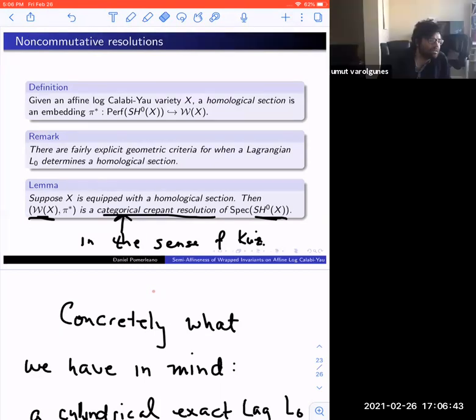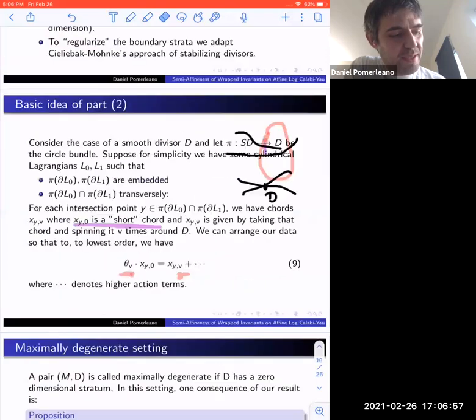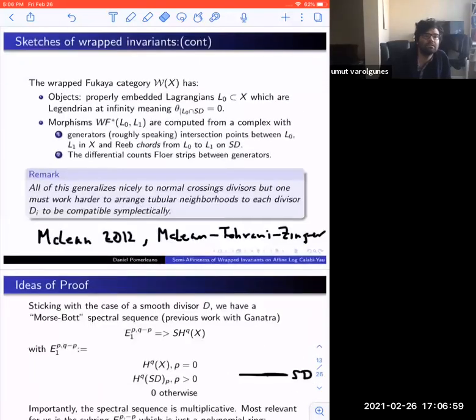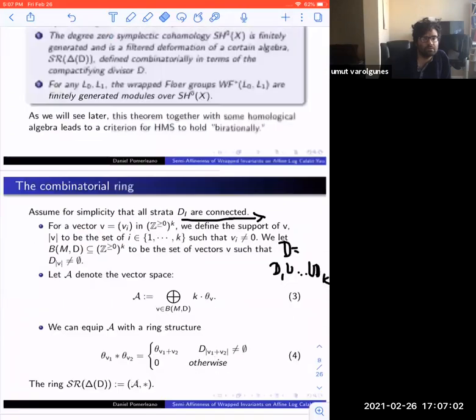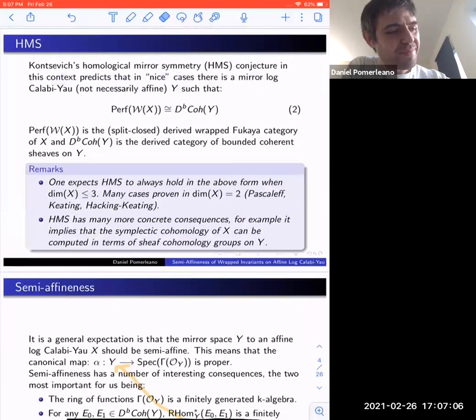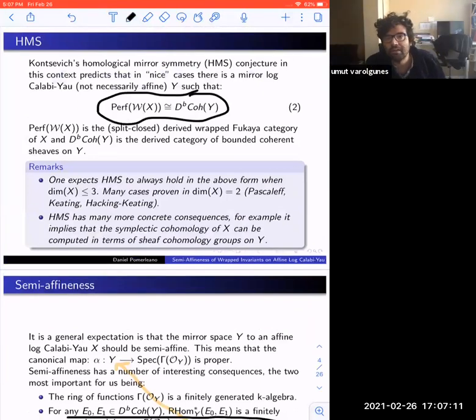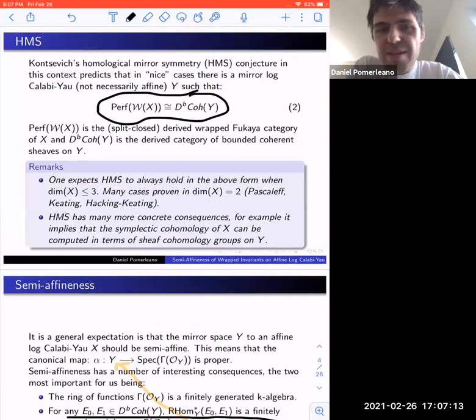Can I ask you another question? When you say, in this context, let's assume that something is the mirror, what do you precisely mean by that? Do you mean homological mirror symmetry, or what exactly is it? Yeah, just homological mirror symmetry, something that could make this true. Okay, thank you. Other questions?